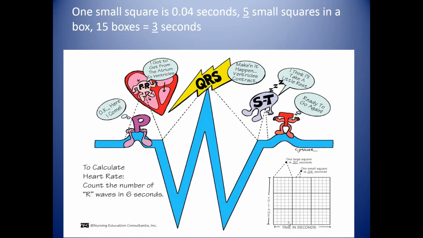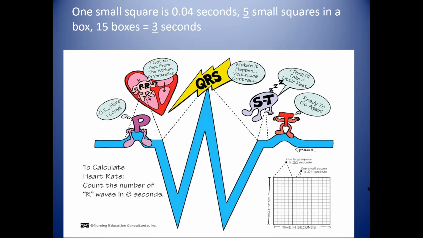When you're measuring time in seconds, each one of those little boxes is equal to 0.04 seconds. There's 5 little boxes in each big box, right? So there's 1, 2, 3, 4, 5 little boxes in each big box. If each one of these little boxes is 0.04 seconds, how many seconds is one big box? Well, 5 times 0.04 would be 0.20, right? So each one of those big boxes is 0.20 seconds.